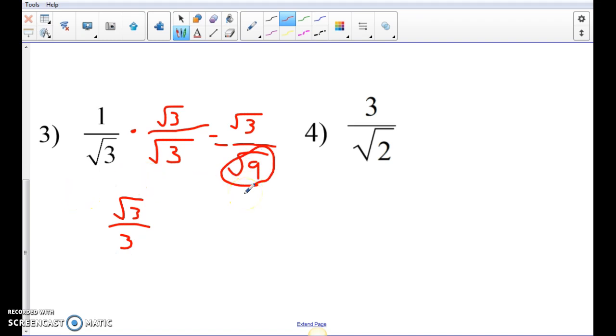So even though this doesn't look pretty, this radical 3 over 3 is going to be my final answer because there's nothing left to do. I can't divide an irrational number by a rational number. So that's our answer.